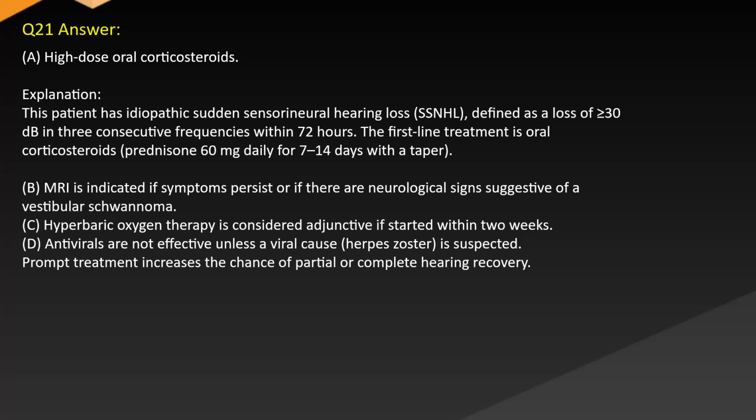Explanation: this patient has idiopathic sudden sensorineural hearing loss, SSNHL, defined as a loss of 30 dB in 3 consecutive frequencies within 72 hours. The first-line treatment is oral corticosteroids, prednisone 60 mg daily for 7-14 days with taper. MRI is indicated if symptoms persist or if there are neurological signs suggestive of vestibular schwannoma. C. Hyperbaric oxygen therapy is considered adjunctive if started within 2 weeks. D. Antivirals are not effective unless a viral cause, herpes zoster, is suspected. Prompt treatment increases the chance of partial or complete hearing recovery.